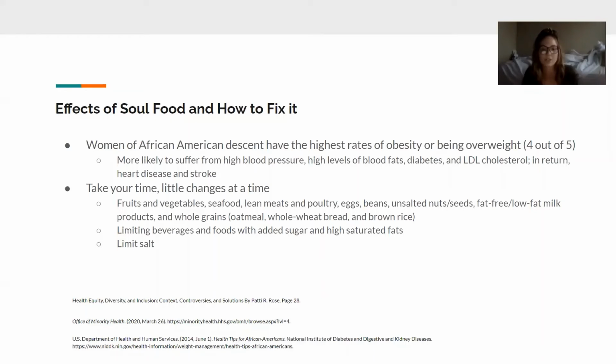So maybe just including more fruits and vegetables, more of the seafood, lean meats, poultry, eggs, beans, definitely unsalted nuts and seeds, fat-free or low-fat milk products, and whole grains. Definitely limiting beverages and foods with added sugars and high saturated fats, and most importantly, limiting the salt intake.